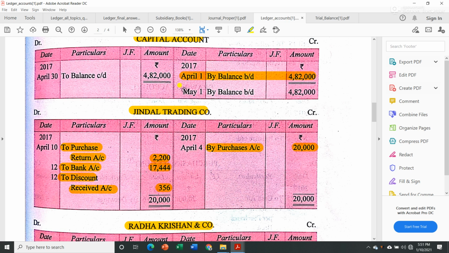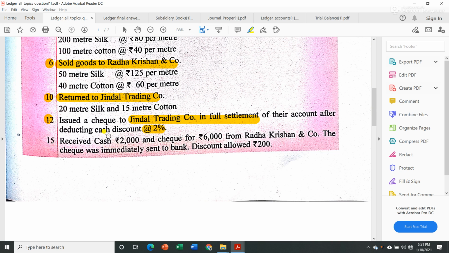17,444. Now you can do this question either like first you can prepare cash book and special purpose subsidiary books first, and journal proper, and then you can start posting in the ledger. Okay, it is a very lengthy process, but I don't think they will ask in the exam, but still you have to understand how you are supposed to post. Then next transaction is on April 15.